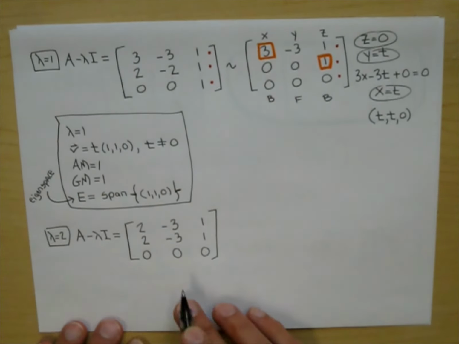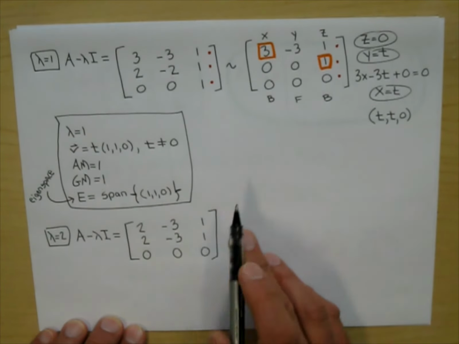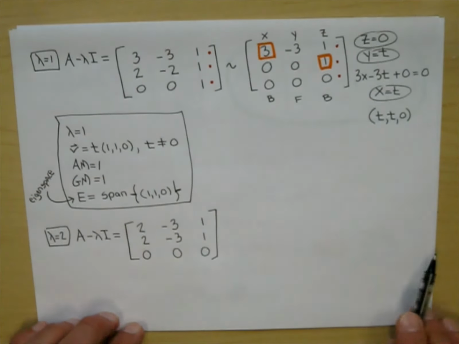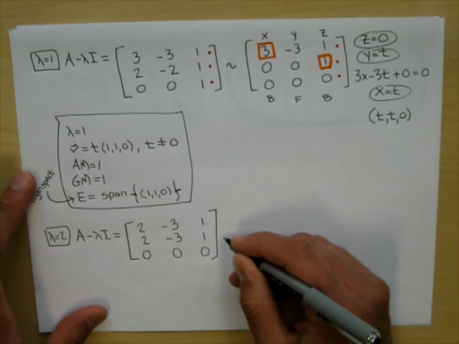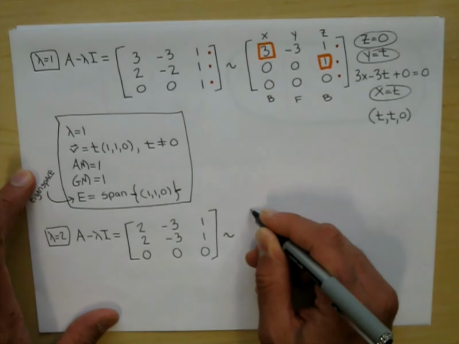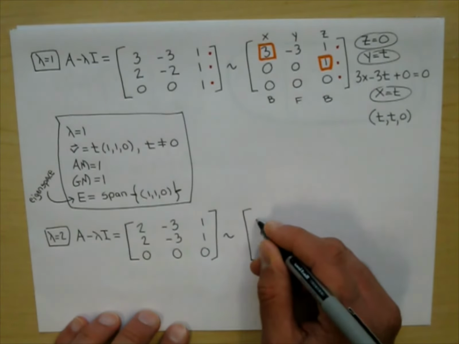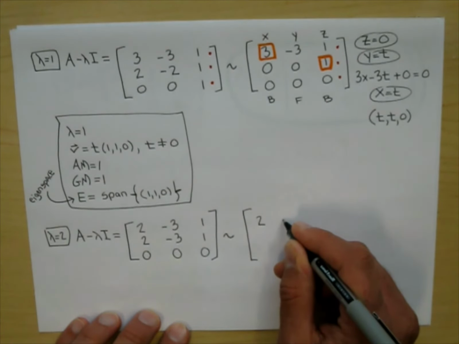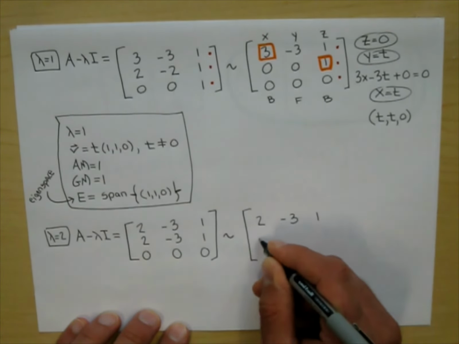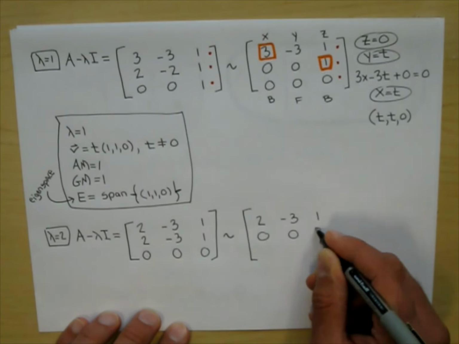Okay, so I want to do the same thing to this matrix that I did to this matrix. I want to find the null space. Before I find the null space, I'm going to go ahead and reduce it. Not that difficult to see how I reduce this. We have 2, negative 3, 1, and then everything else is zeros.